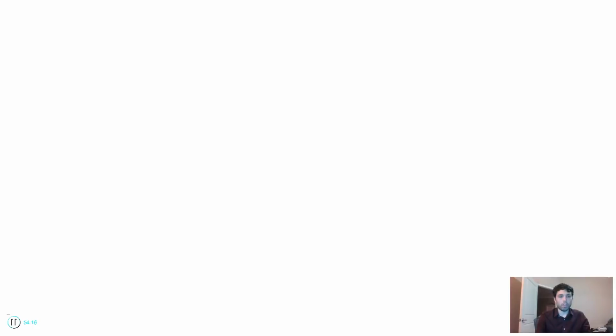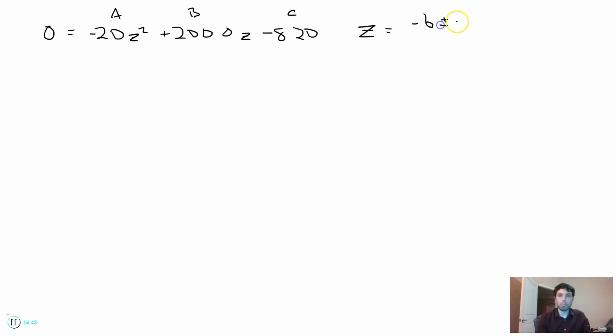I'm going to rewrite this so I have 0 equals negative 20 z squared plus 2000 z minus 820. So again, my A term, my B term, my C term. Hopefully you remember the quadratic formula. This is going to be z equals the opposite of b plus or minus square root of b squared minus 4ac, divided by 2a. Alright, so we're going to plug our numbers in now.